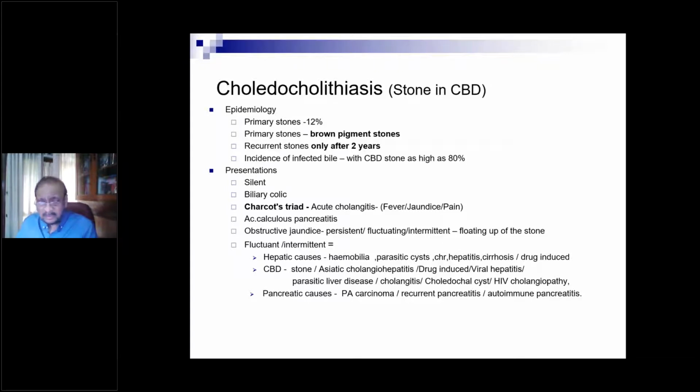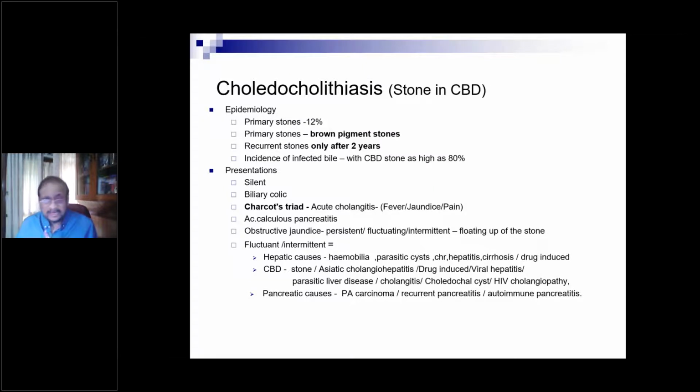Number one, it could be biliary colic, just resembling a patient with gallbladder colic, except for one differentiation, and that is back pain is more commonly found in a patient with choledocholithiasis. The Charcot triad is again very, very characteristic, and here, because of acute cholangitis, you have the fever, you have the jaundice, and you have the severe pain. Taken together, that forms Charcot triad, which is a presentation of a CBD stone.